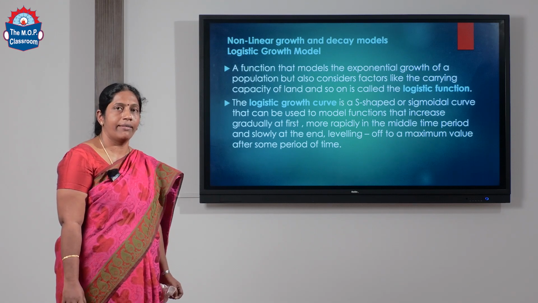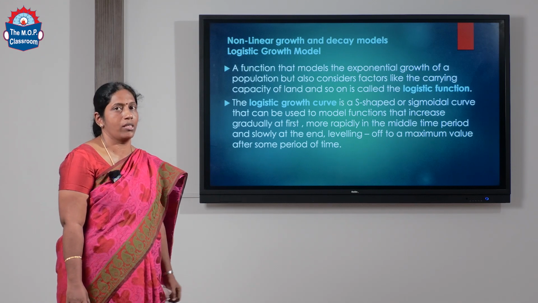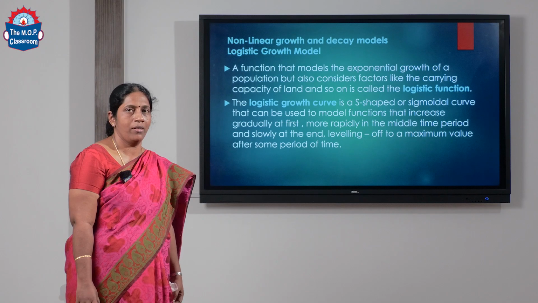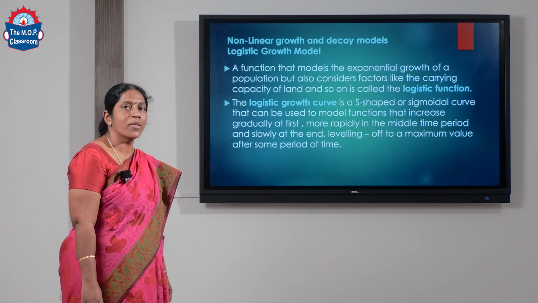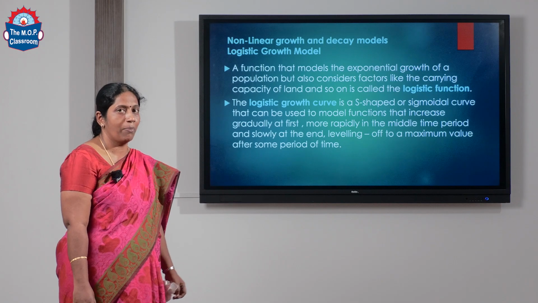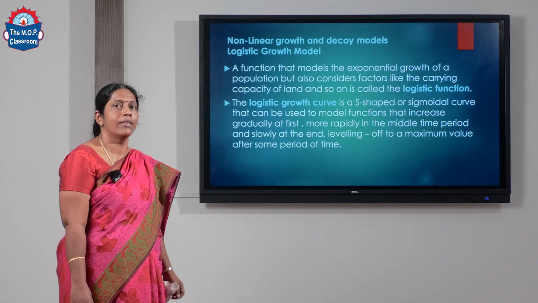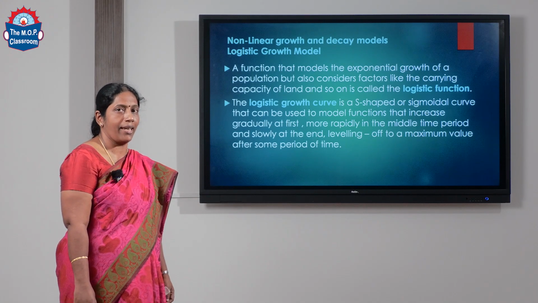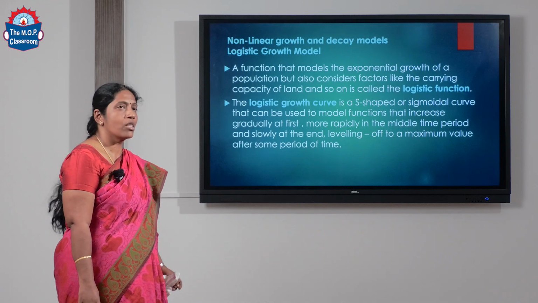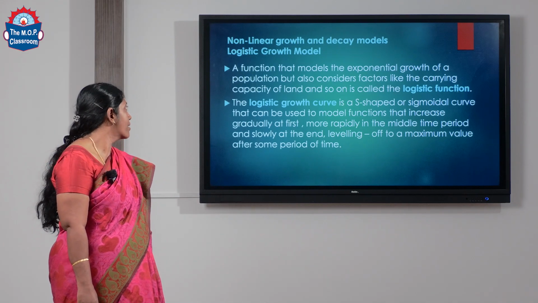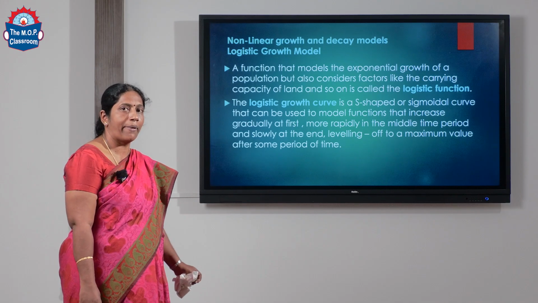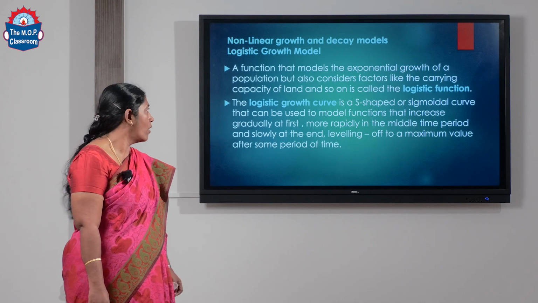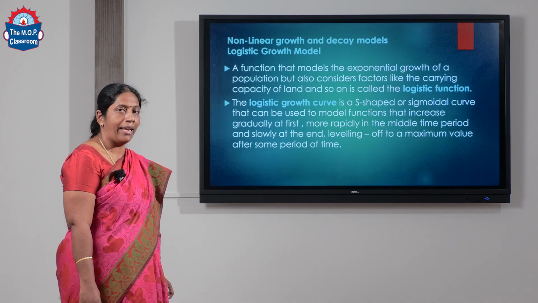In this model the birth rates and the death rates are not considered to be constants. So before we go into this model, let us see what a logistic function and a logistic curve are. A function that models the exponential growth of a population, taking into consideration the carrying capacity, is called a logistic function. A logistic curve is an S-shaped or sigmoidal curve that is used to model functions which increase gradually at first, more rapidly in the second part, and slowly at the end, leveling off to a maximum value at the end of the time period.